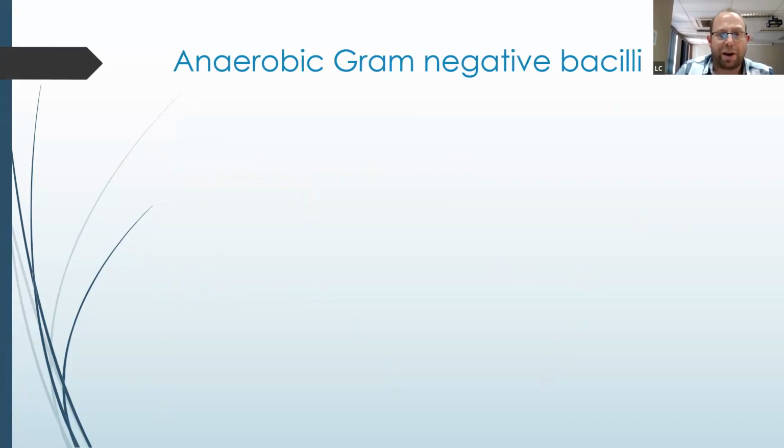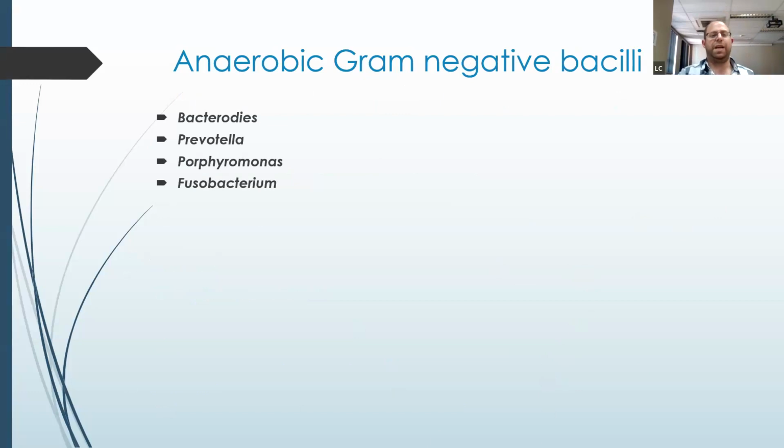Okay, we'll move on to the anaerobic gram-negative bacilli. Now, these are the ones with which I think many of us are most familiar: Bacteroides, Prevotella, Porphyromonas, and Fusobacteria.